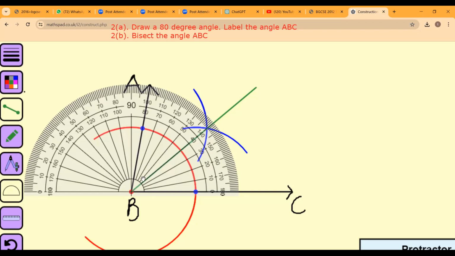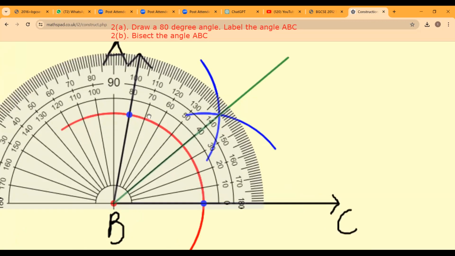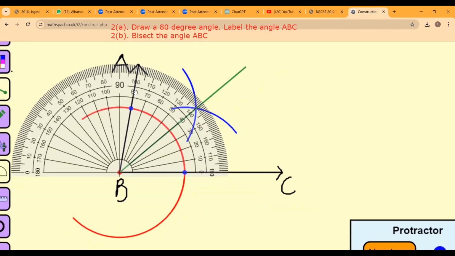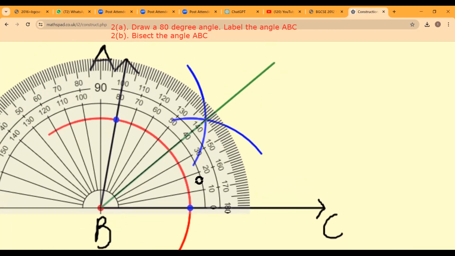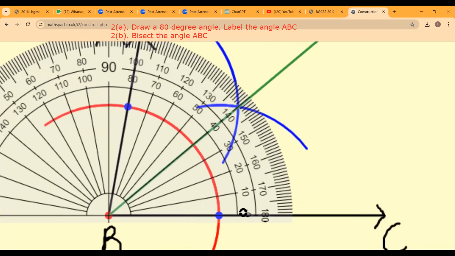All right, so this is 80 degrees. This is an angle that measures 80 degrees, ABC. And so if we bisect it, what is half of 80? Anyone can answer. What is half of 80? 40. 40, very good.